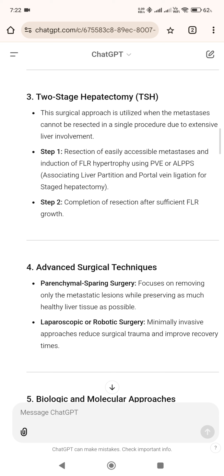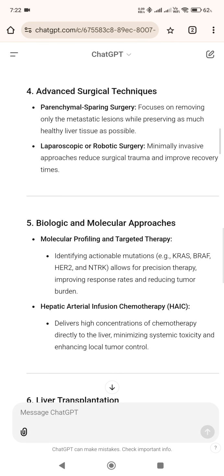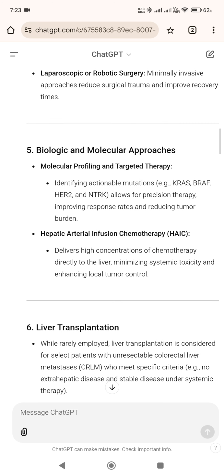4. Advanced surgical techniques. Parenchymal-sparing surgery focuses on removing only the metastatic lesions while preserving as much healthy liver tissue as possible. Laparoscopic or robotic surgery, minimally invasive approaches, reduce surgical trauma and improve recovery times.